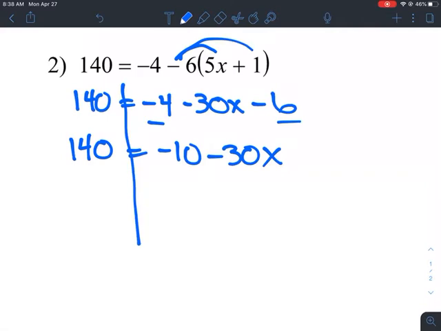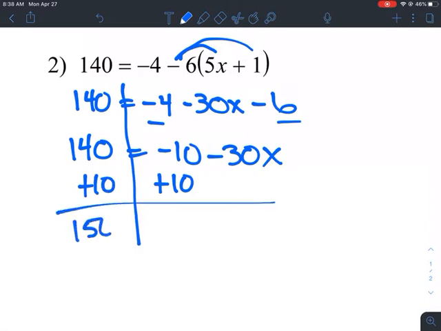So I have to get rid of that negative 10. Generally, you want to get rid of the things that are further away from the x first. That's generally how it works. Technically you're doing reverse order of operations, but if you never know which number to start with, the one that's further away is usually a pretty good indicator, I guess. Anyway, the opposite of negative 10 is positive 10, so I'm going to add 10 to both sides. And I'll end up with 150 equals negative 30x.